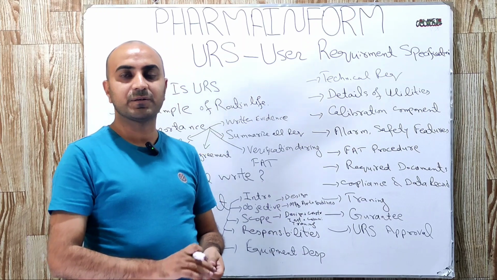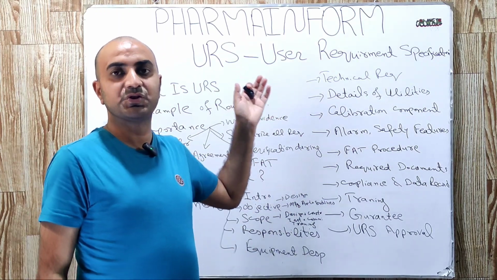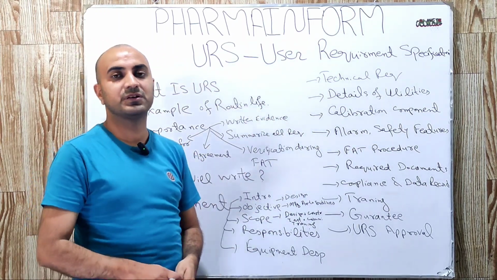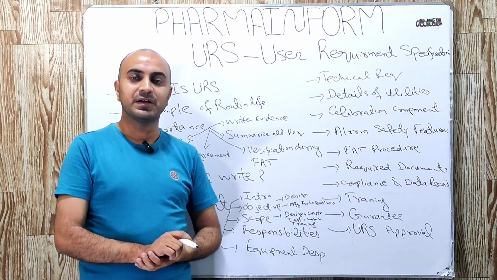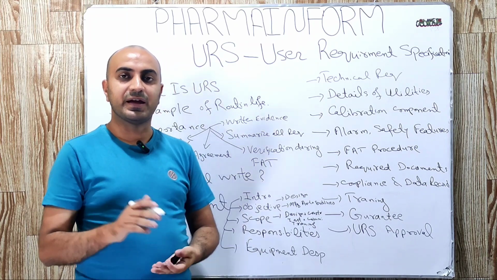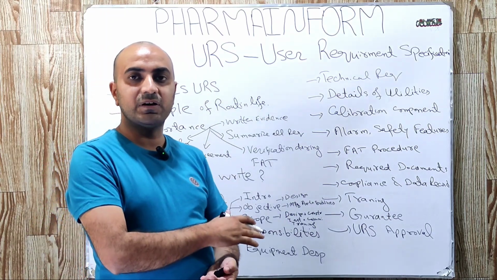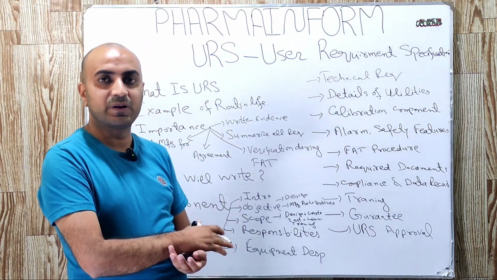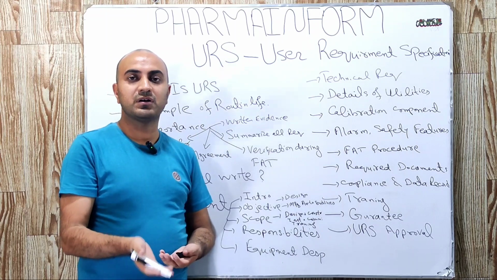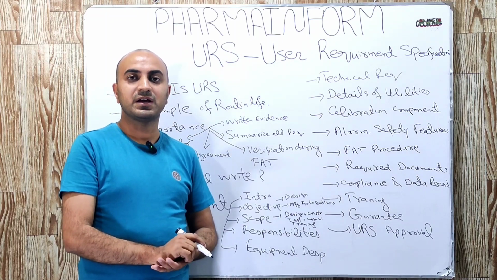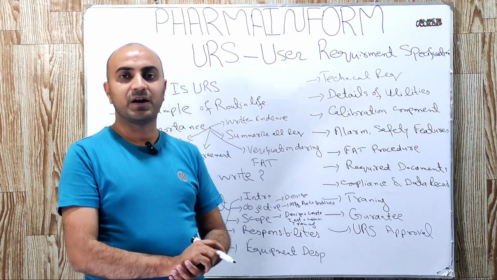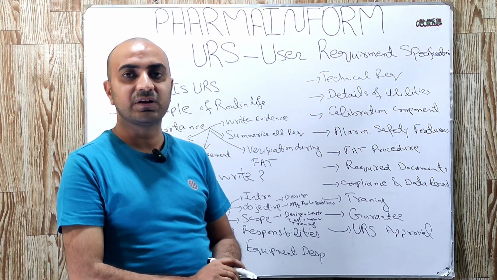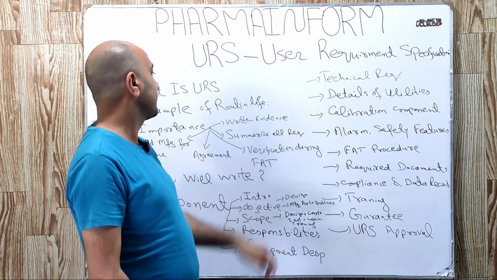In the same manner, whenever we want to purchase any equipment in pharmaceutical industries, we define its requirements and specifications, and after the manufacturing of that equipment and delivery to the plant, we accept that equipment in those cases where our specifications meet with the URS.